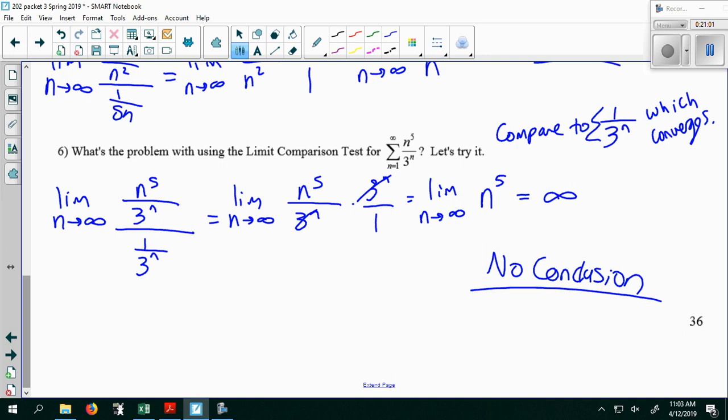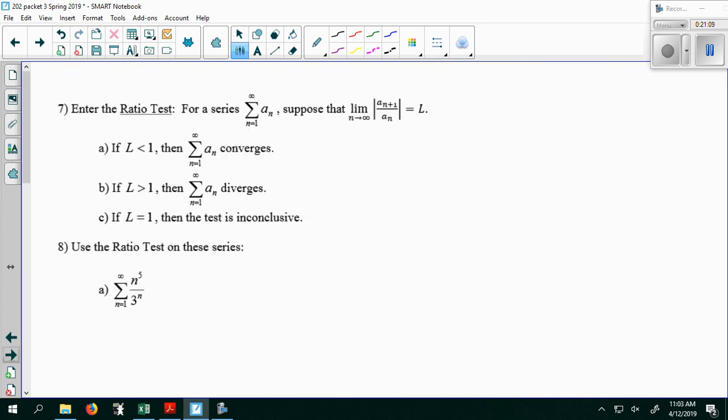That doesn't mean that they don't have the same behavior. It just means that we still don't know. We're going to have to do another test. So my next test is the ratio test.